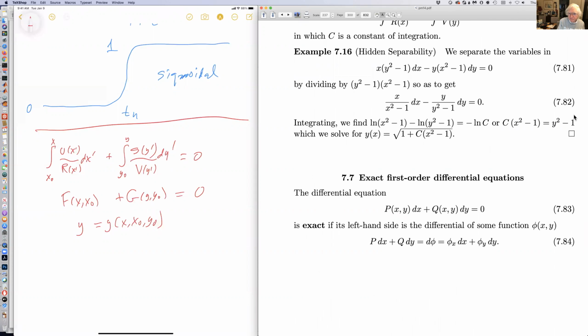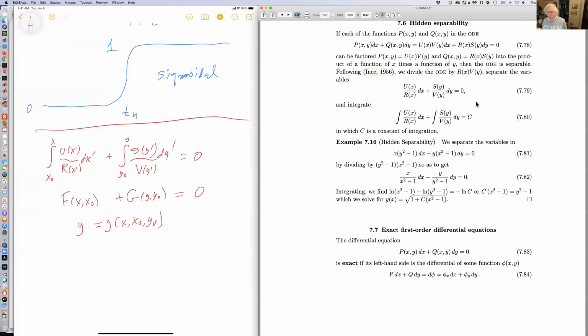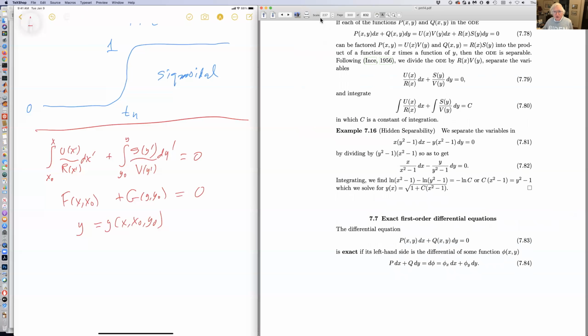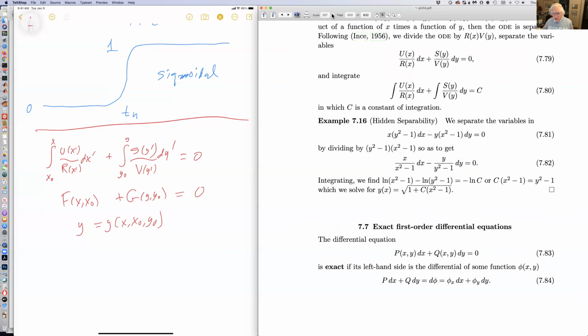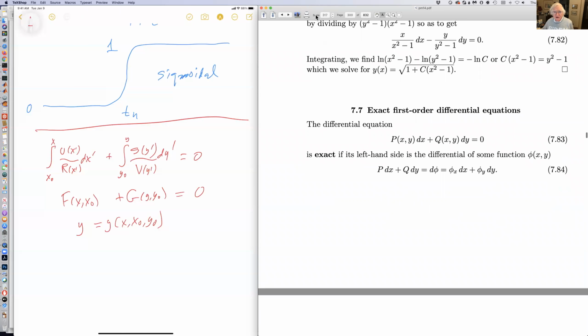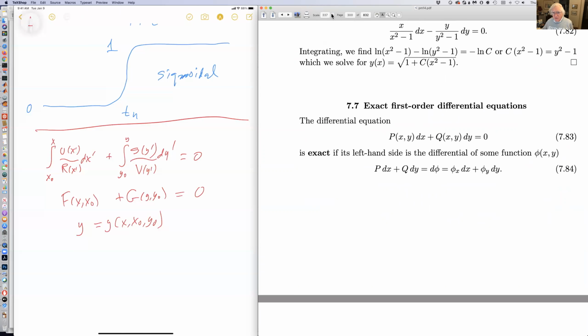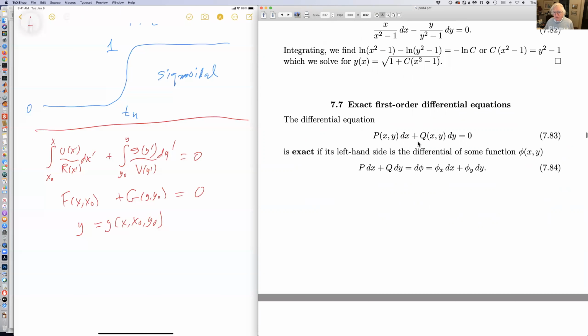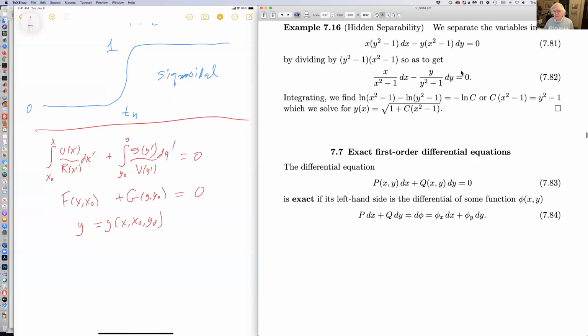Here I've written C. I've lumped the lower limits into C. So now this thing has jumped back to an earlier slide. Let me make this big again. It's jumped. In fact, I can even make it bigger. All right. Anyway, so you get this, and then you find that y is the square root of 1 plus c x squared minus 1.